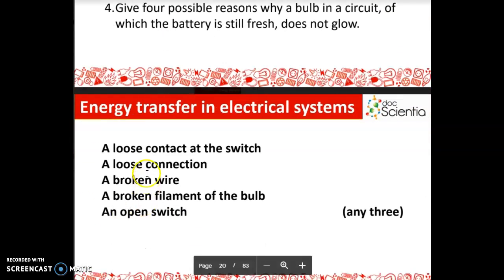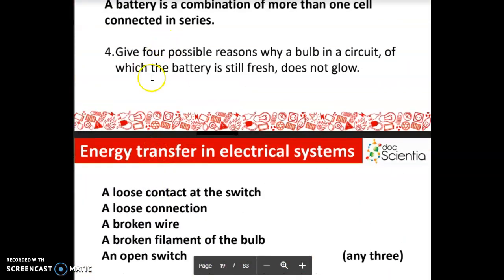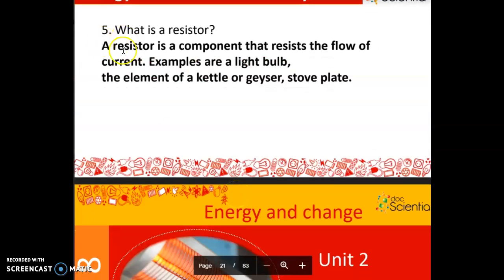There could be a loose contact at the switch, a loose connection somewhere, a broken wire, a broken filament of the bulb, which is very possible, because the battery is fresh but the bulb might not be, or an open switch. You can name any 3 in the question. Any 4, because there's 4 possible reasons. So this is wrong. Don't listen to that.